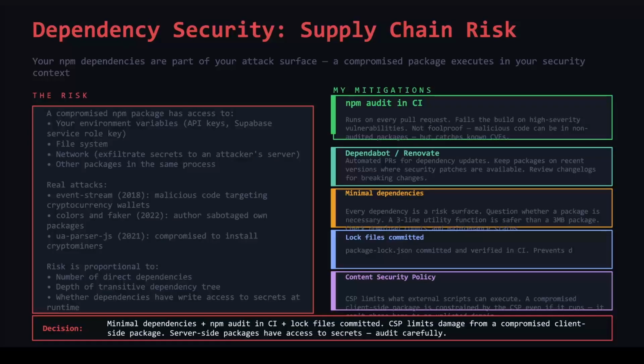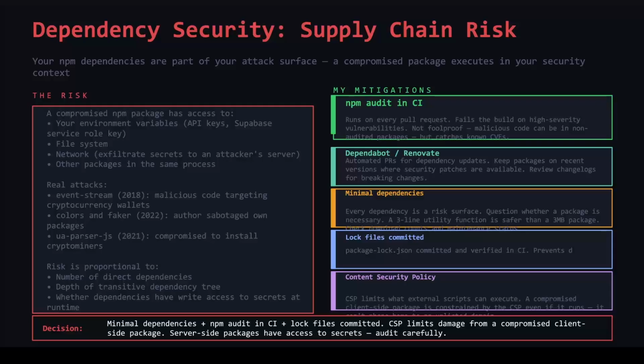Dependency security. Every npm dependency in your project is a part of your attack surface. A compromised package has access to your environment variables, your file system, and the network. Real attacks have exfiltrated API keys, installed crypto miners, and corrupted data. The risk scales with the number of direct dependencies, the depth of the transitive dependency tree, and whether dependencies run at build time, test time, or in production with access to secrets.